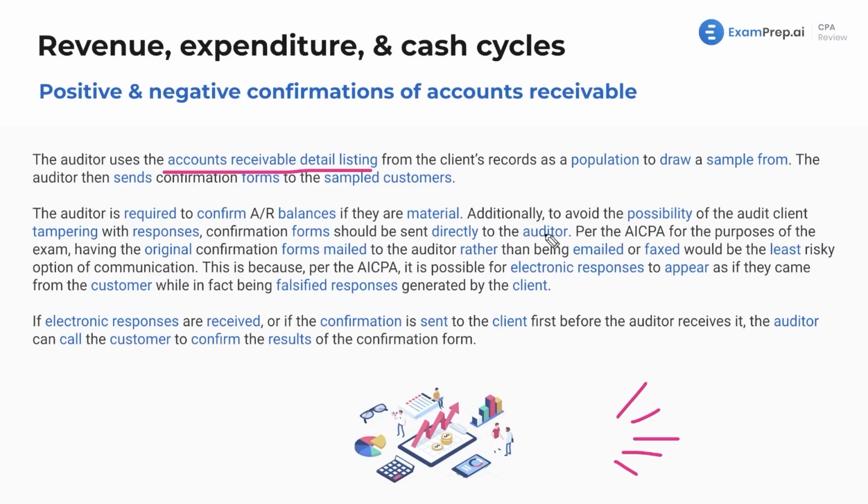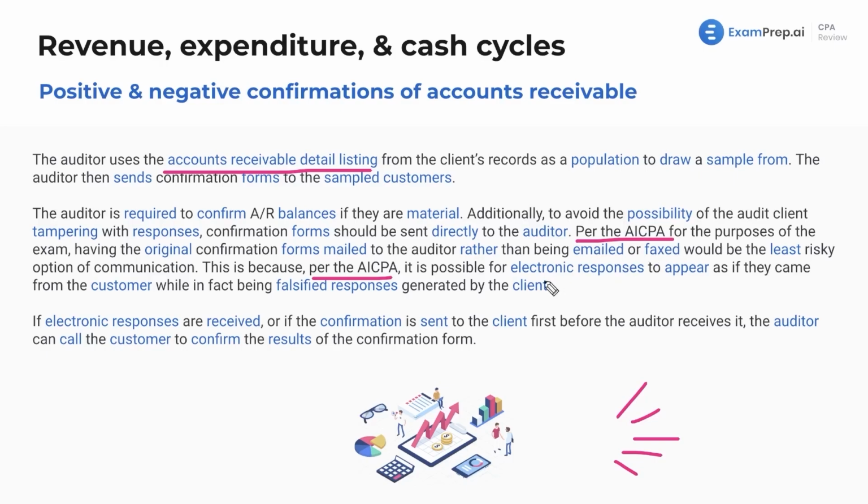We mentioned before, the form is from the client, but the auditor sends it and then the auditor receives it as well. Now, per the AICPA, for the purposes of the exam, having the original confirmation forms mailed to the auditor rather than being emailed or faxed is less risky because per the AICPA, and I obviously keep pointing out per the AICPA because I kind of disagree.